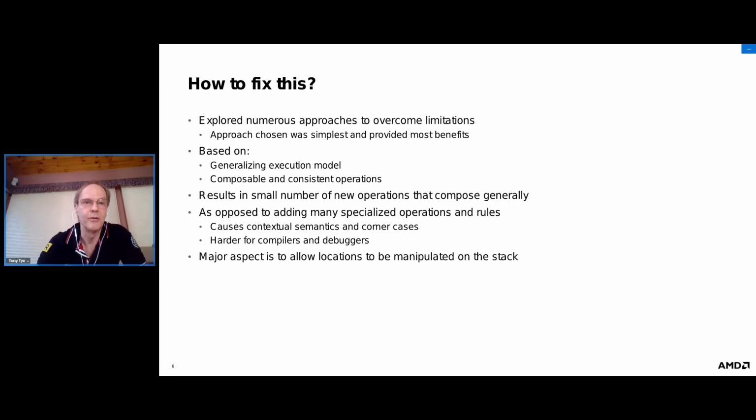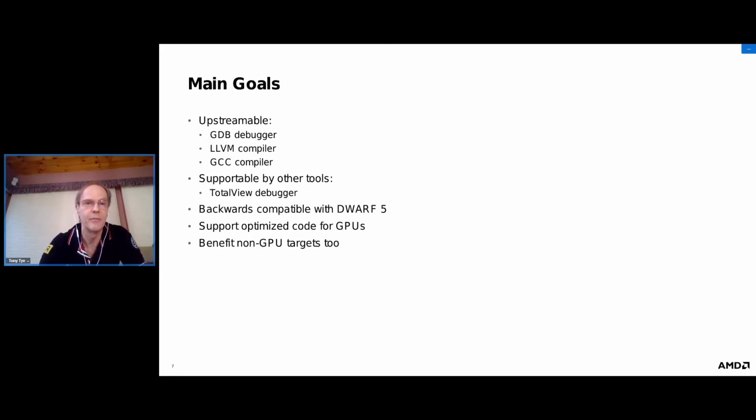So we wanted to try and tackle all of these problems in a reasonable manner. We explored a bunch of different approaches, and the one we ended up landing on seemed to be the simplest and provided us with the most benefits. It's really based on generalizing the execution model and providing a bunch of composable and constructible operations on that slightly different address space. What we ended up with was a small number of operations we had to add that composed generally. The alternatives we looked at ended up with a lot of specialized operations with special rules and context-specific semantics that were much harder for compilers and debuggers to work with. And I think the major aspect is really that we're going to allow locations to be on the stack. And we'll talk about what we mean by that.